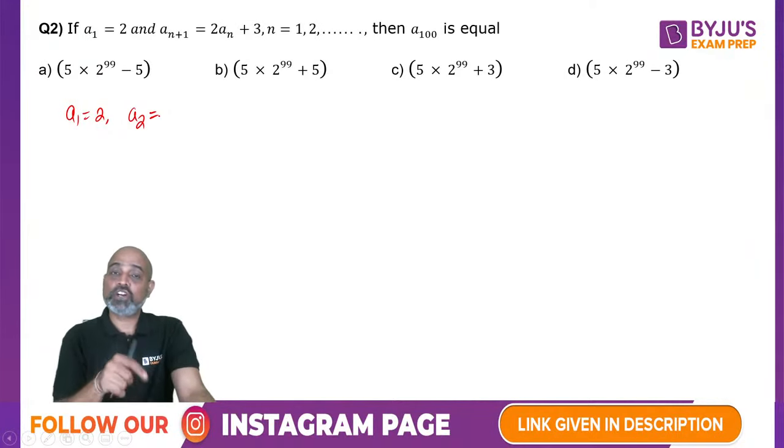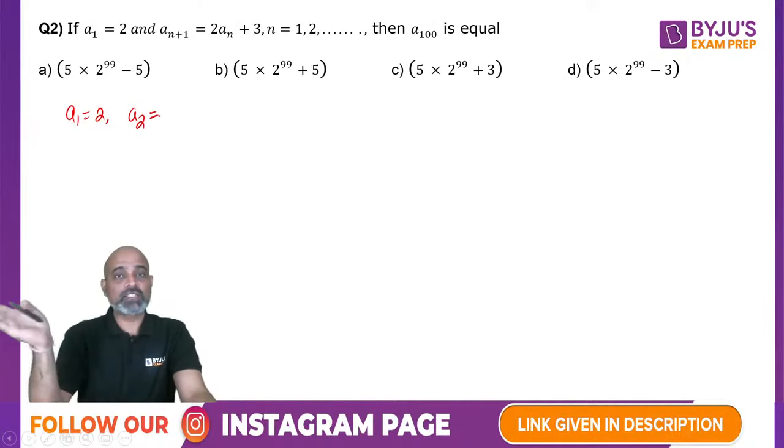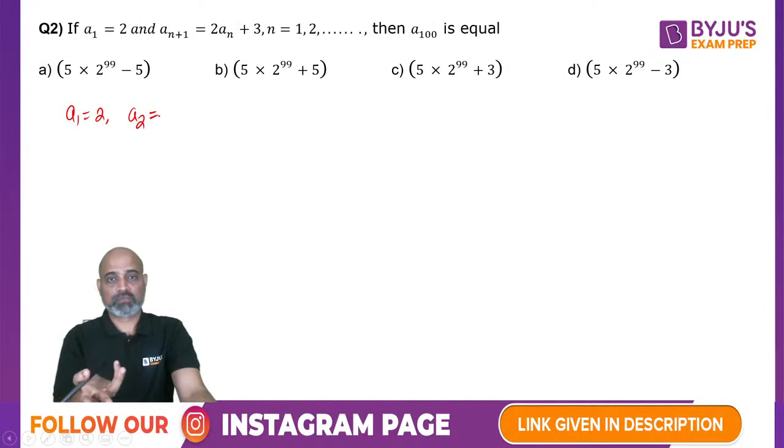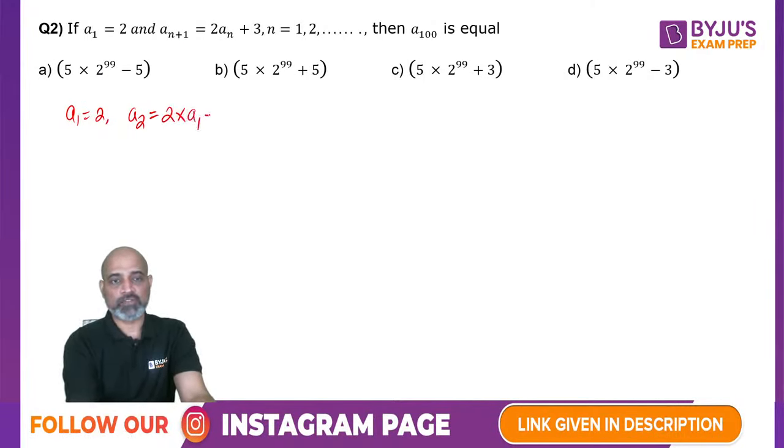So in order to figure out if it's an AP or GP, we should know at least 3 values. Unless you have 3 values, how do you know that the difference is common, or the ratio is common, or neither of them happens, right? So A2 is going to be 2 times A1 plus 3. Using this, this will become 2 times 2 plus 3, which is going to be 7.